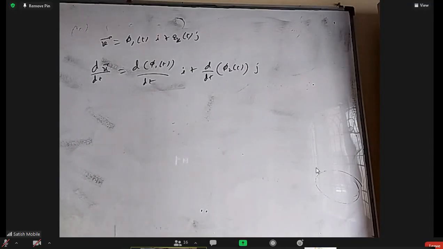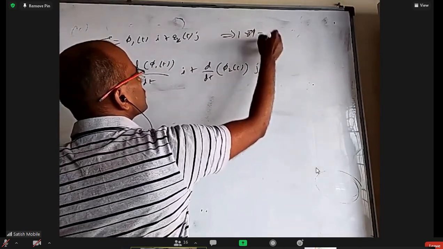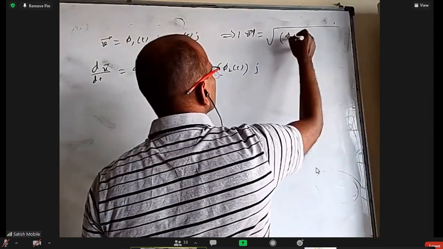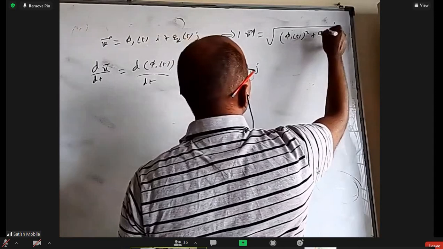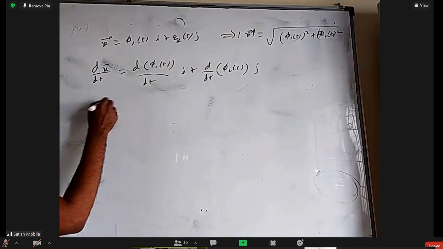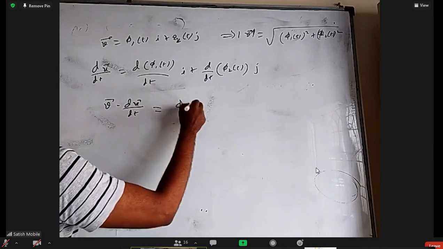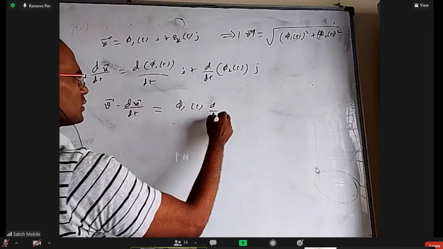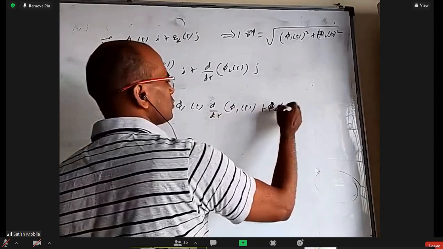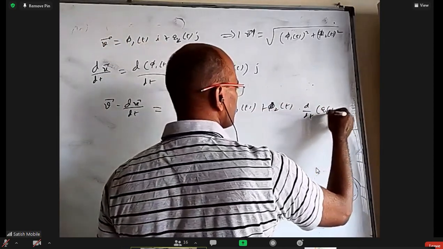Okay. Basically, what is mod v bar? Square root of phi1 of t whole square plus phi2 of t whole square. Let us say what is v bar dot dv bar by dt? phi1 of t into d by dt of phi1 of t, and phi2 of t into d by dt of phi2 of t.